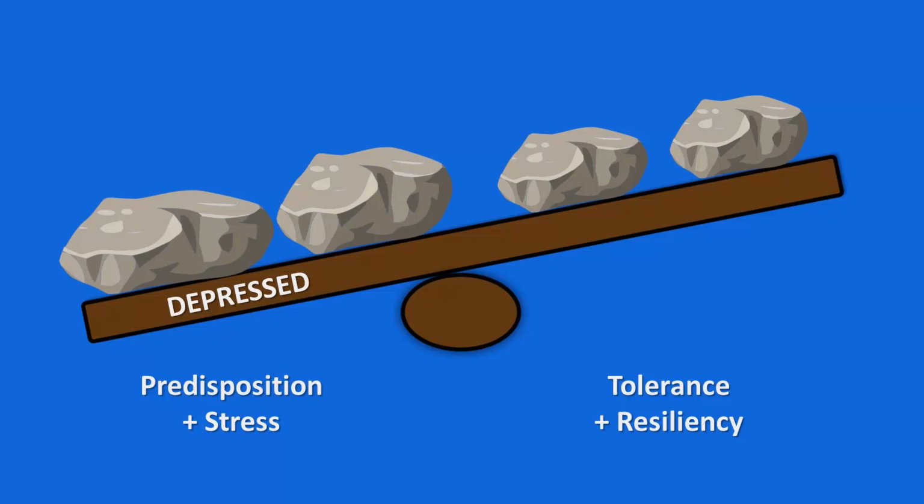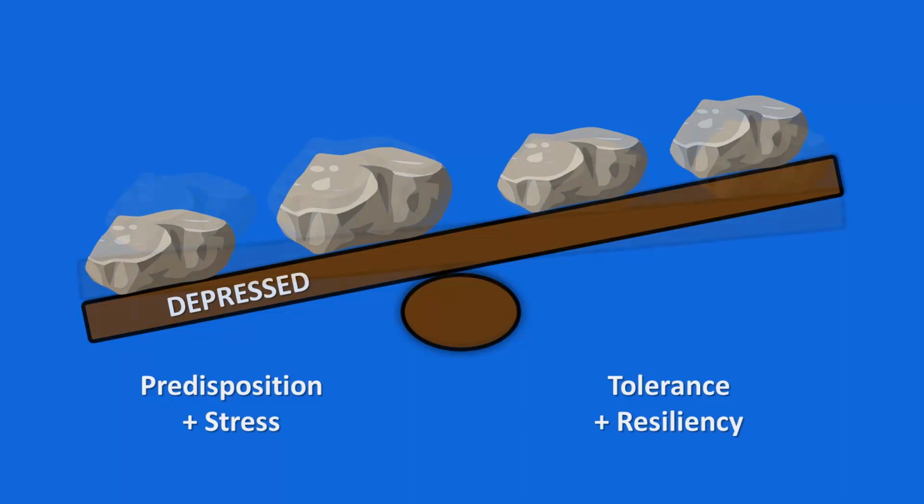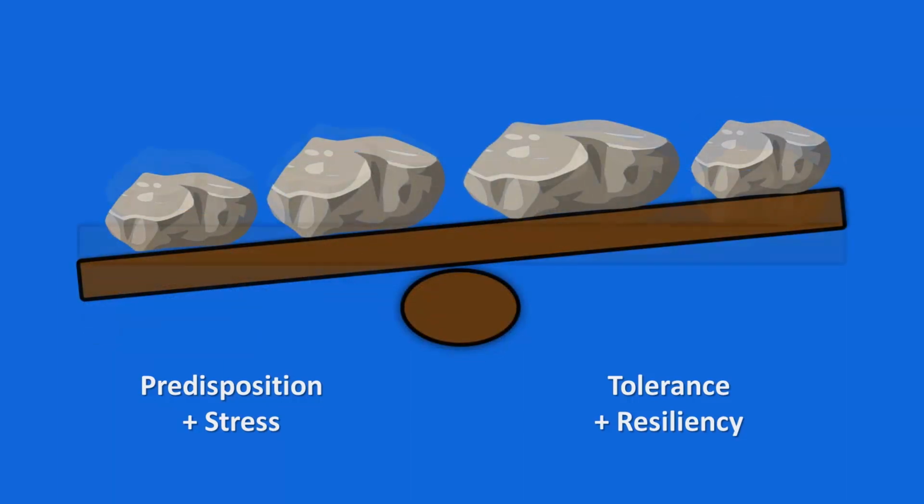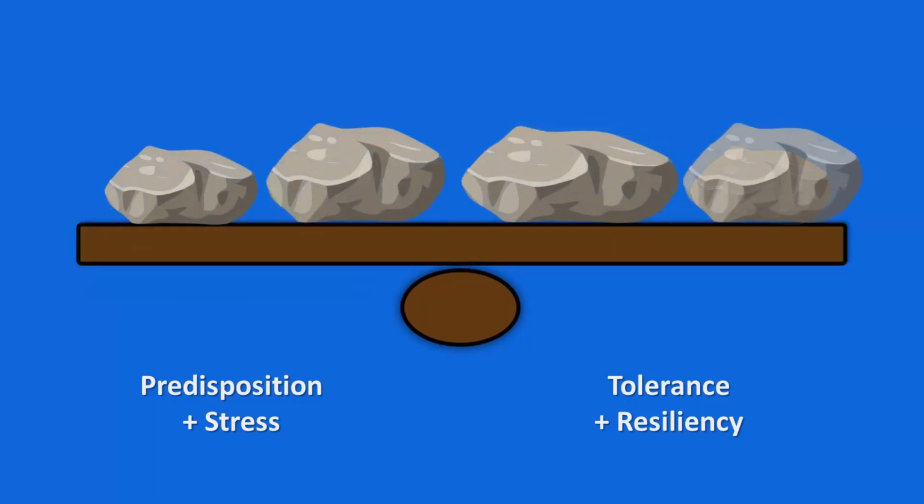So what are the implications of this model in terms of treating and preventing depression and depression relapse? Well, we can reduce how likely it is we become depressed by doing things that decrease our predispositions and vulnerabilities to depression, and by doing things that increase our tolerances for stress and our resilience.